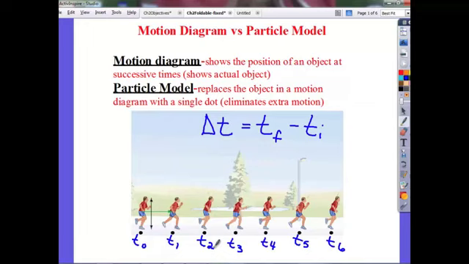t3 minus t2 would also be t final minus t initial for that time interval and also give us 5 seconds. So the time between any two, t0, 1, 2, 3, 4, 5, or 6, will give us a time of 5 seconds. So we have to remember that when we're looking at these pictures, the distance between them may change, but the time interval is always going to be the same.